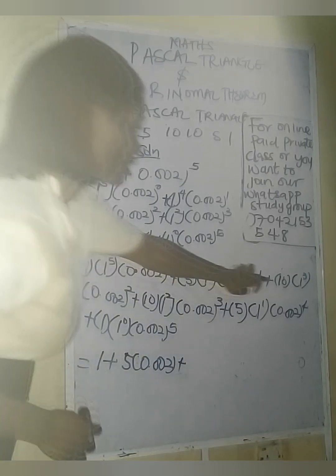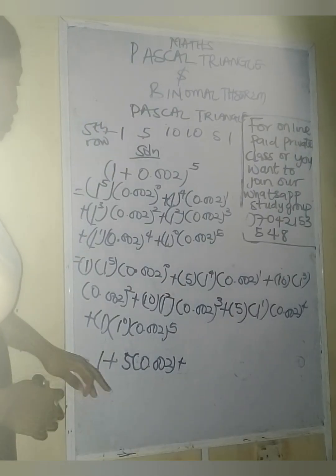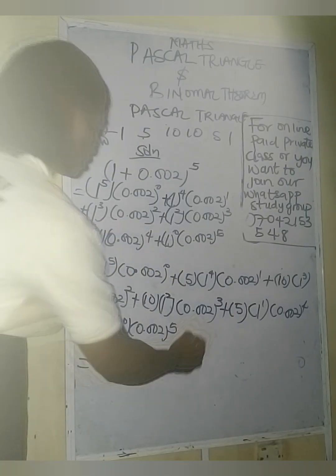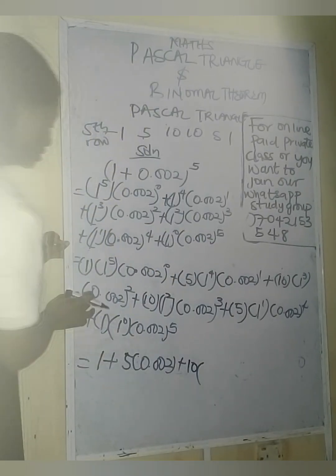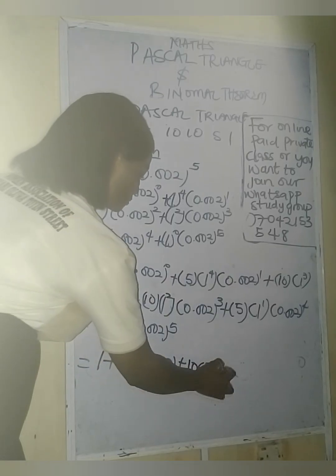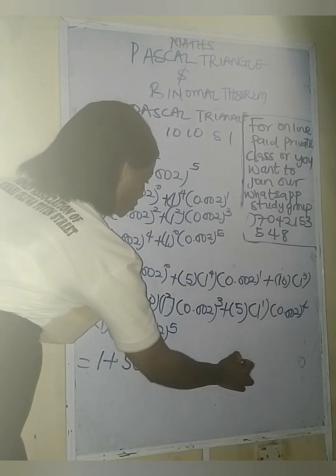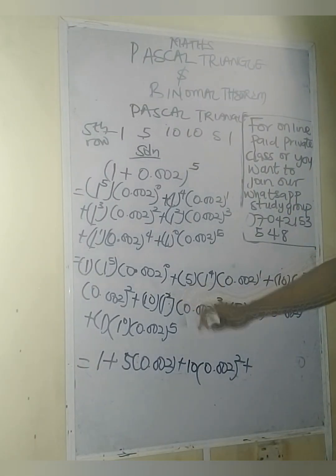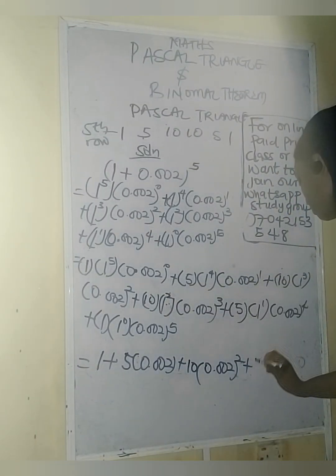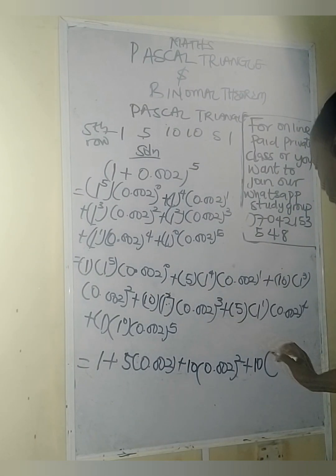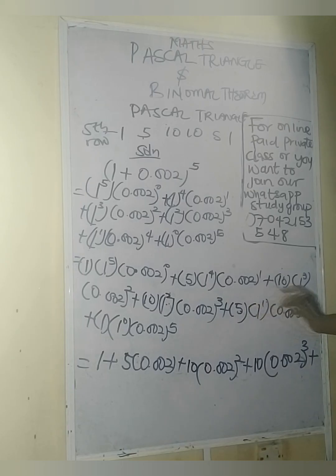So now this is 10. 1 raised to power 3 is 1. Okay, so that is 10 times 1 is 10. Then followed by 0.002 raised to power 2 plus. So now this is 1 raised to power 2. 1 times 10 is 10. So this is 0.002 raised to power 3 plus this is 5. 1 raised to power 1 is 5. So 5 times 1 is 5.